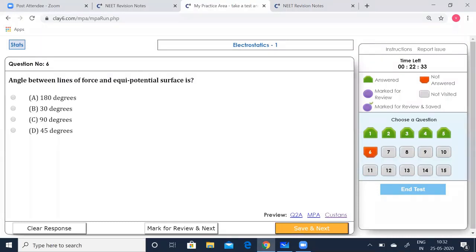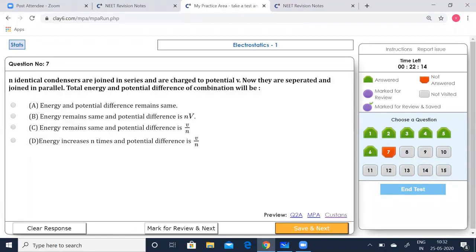Angle between lines of force and equipotential is what? Angle between the lines of force and equipotential. You know, equipotential surface is perpendicular to the line of force. So it should be 90 degrees. So that should be the correct option. Save that, go to the next.